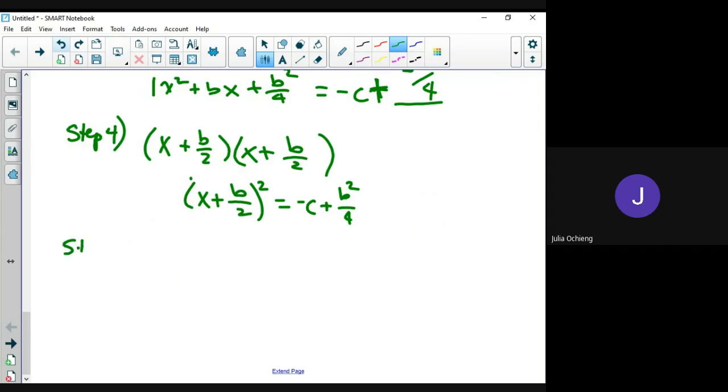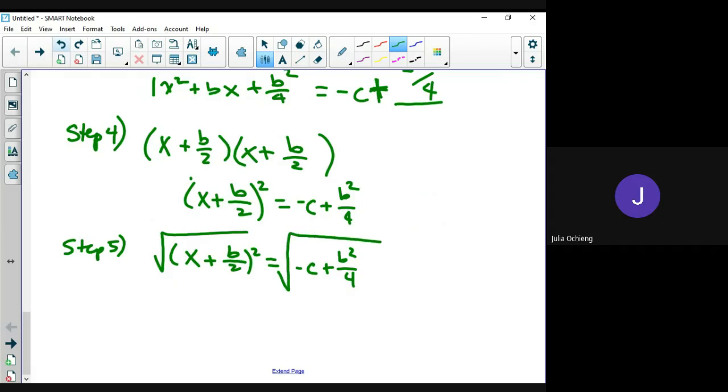Step 5 is I'm going to square root both sides of that equation. So I'm just copying it over again, just to make it clear what's going on, and square rooting both sides. Anytime you square root, you have to have a positive and a negative answer. Cancel out the square root and the square, get x plus b over 2. The other side is going to be plus or minus the square root of negative c plus b squared over 4. Again, anytime you're taking a square root, you don't want there to be two different terms. If possible, you want to combine that into one.